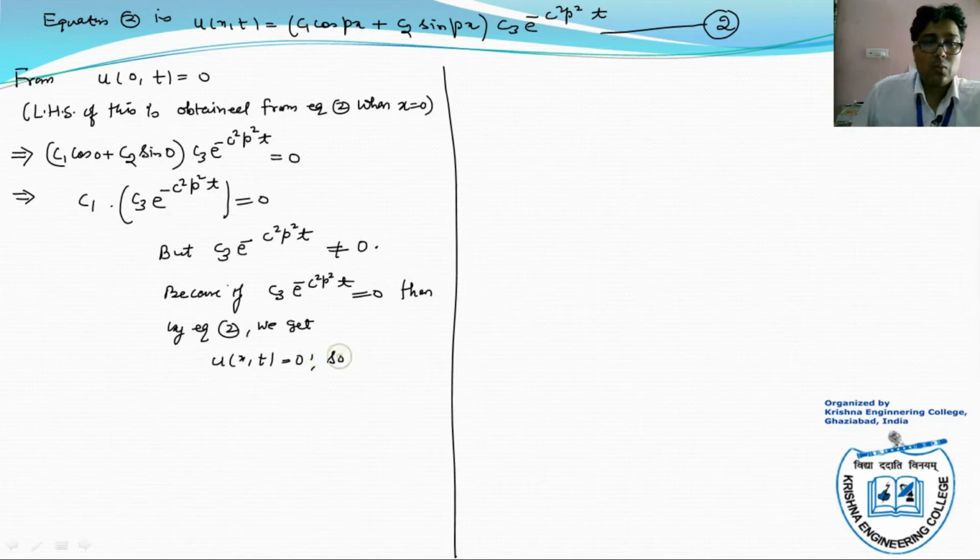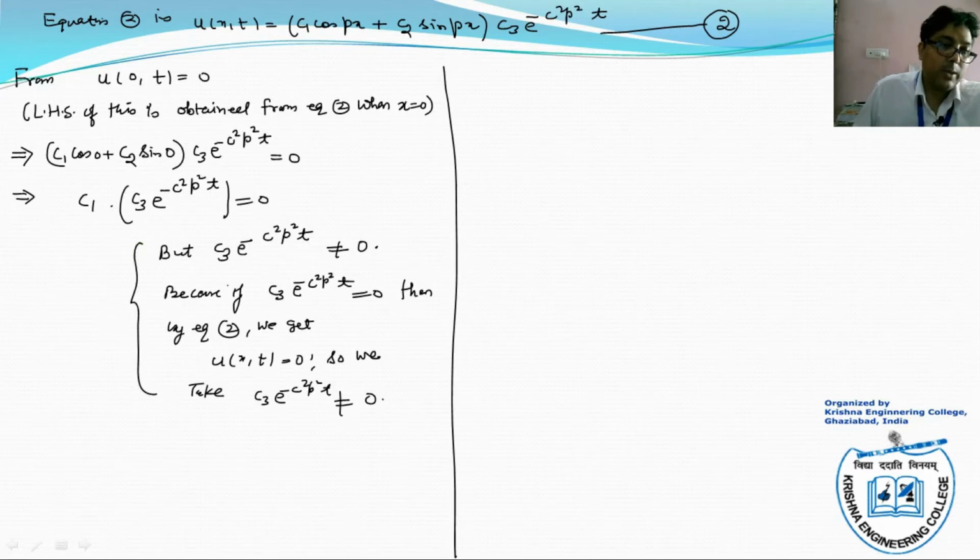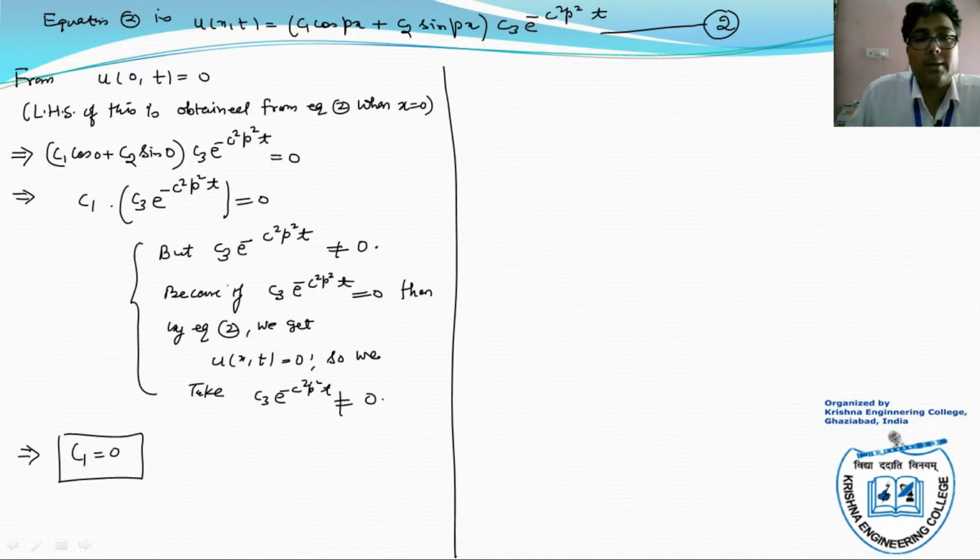So, we take C3 e to the power minus c square p square t will not equal 0. Here this is the argument. So, we get C1 is equal to 0. C1 must be equal to 0. Clear?